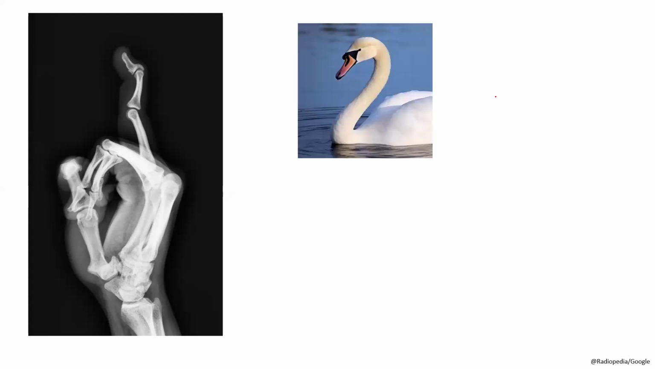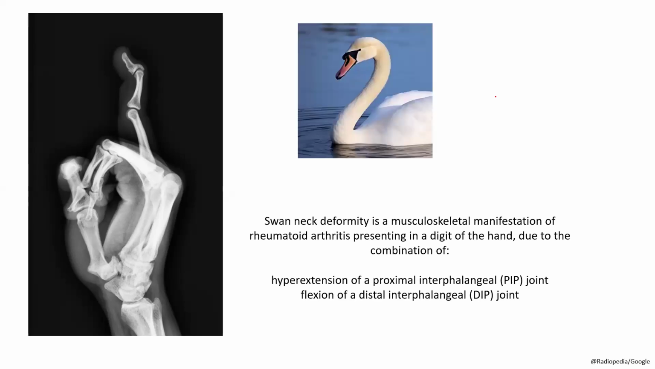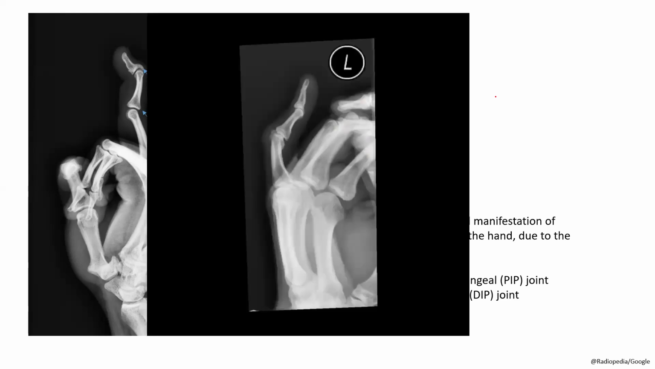What is this sign? This is swan neck deformity, and it is seen in RA patients. It is because of hyperextension of proximal interphalangeal joint and flexion of distal interphalangeal joint, and it indicates advanced rheumatoid arthritis. There is one more sign which is described in RA, that is bayonet deformity, in which reverse is happening. So there is flexion of PIP and extension of DIP joint.